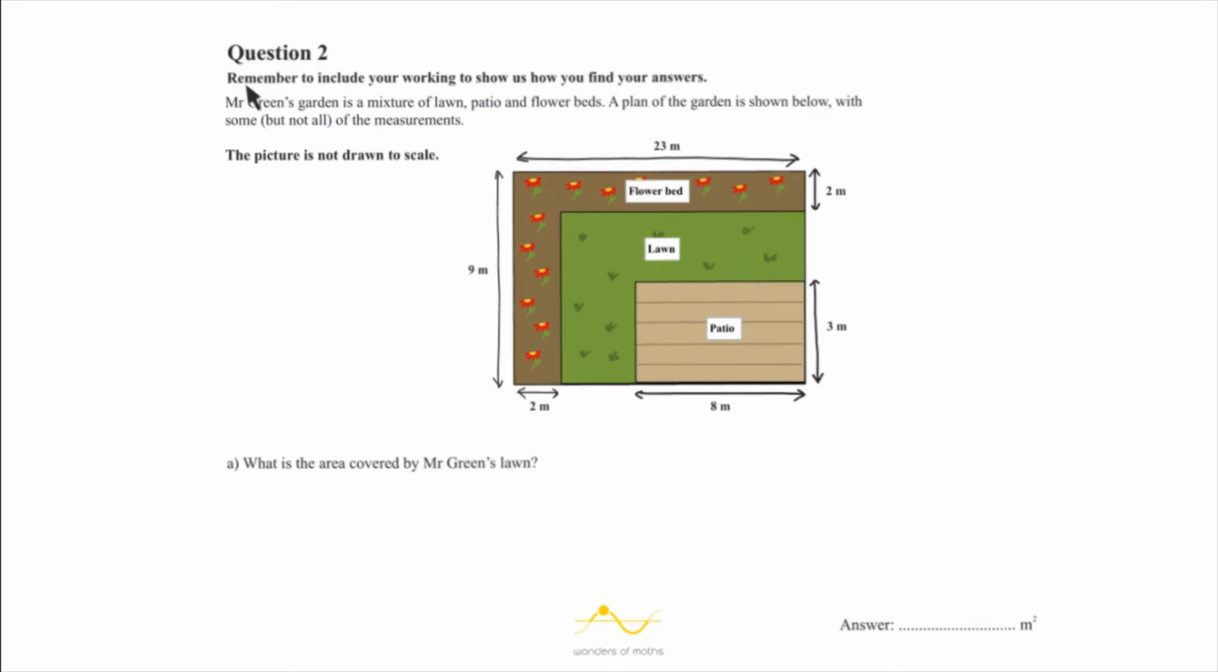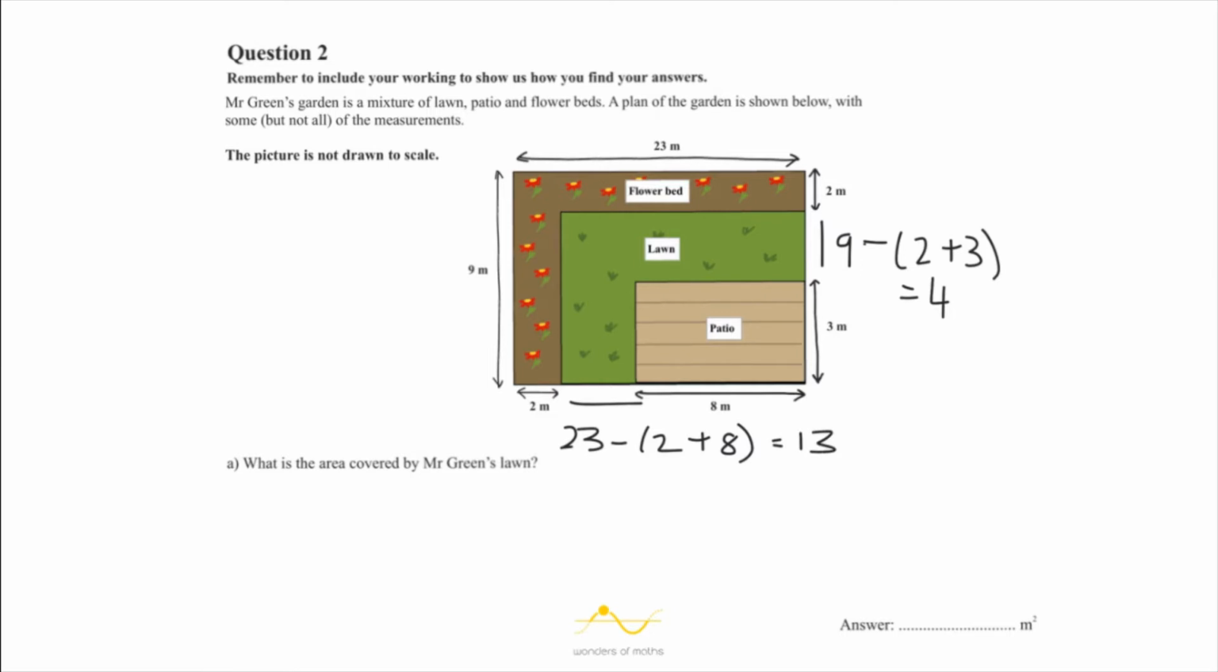Consider this question. Remember to include your working to show us how you found your answer. Mr. Green's garden is a mixture of lawn, patio and flower beds. A plan of the garden is shown below, with some but not all of the measurements. The picture is not drawn to scale. What is the area covered by Mr. Green's lawn? You can find the length of the lawn by doing 9 minus 2 plus 3, which gives you 4. You next find the width of the lawn, which is 23 minus 2 plus 8, giving you 13.